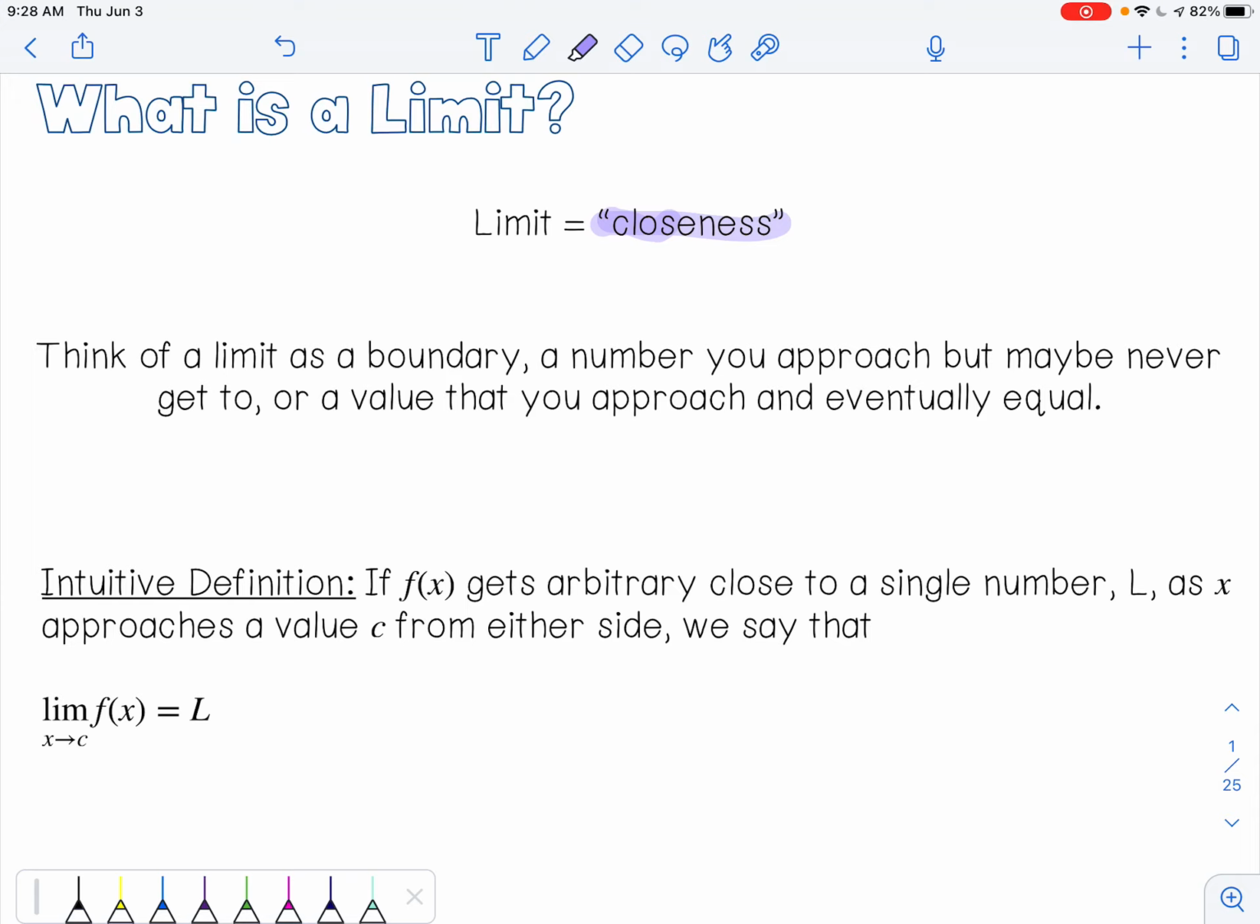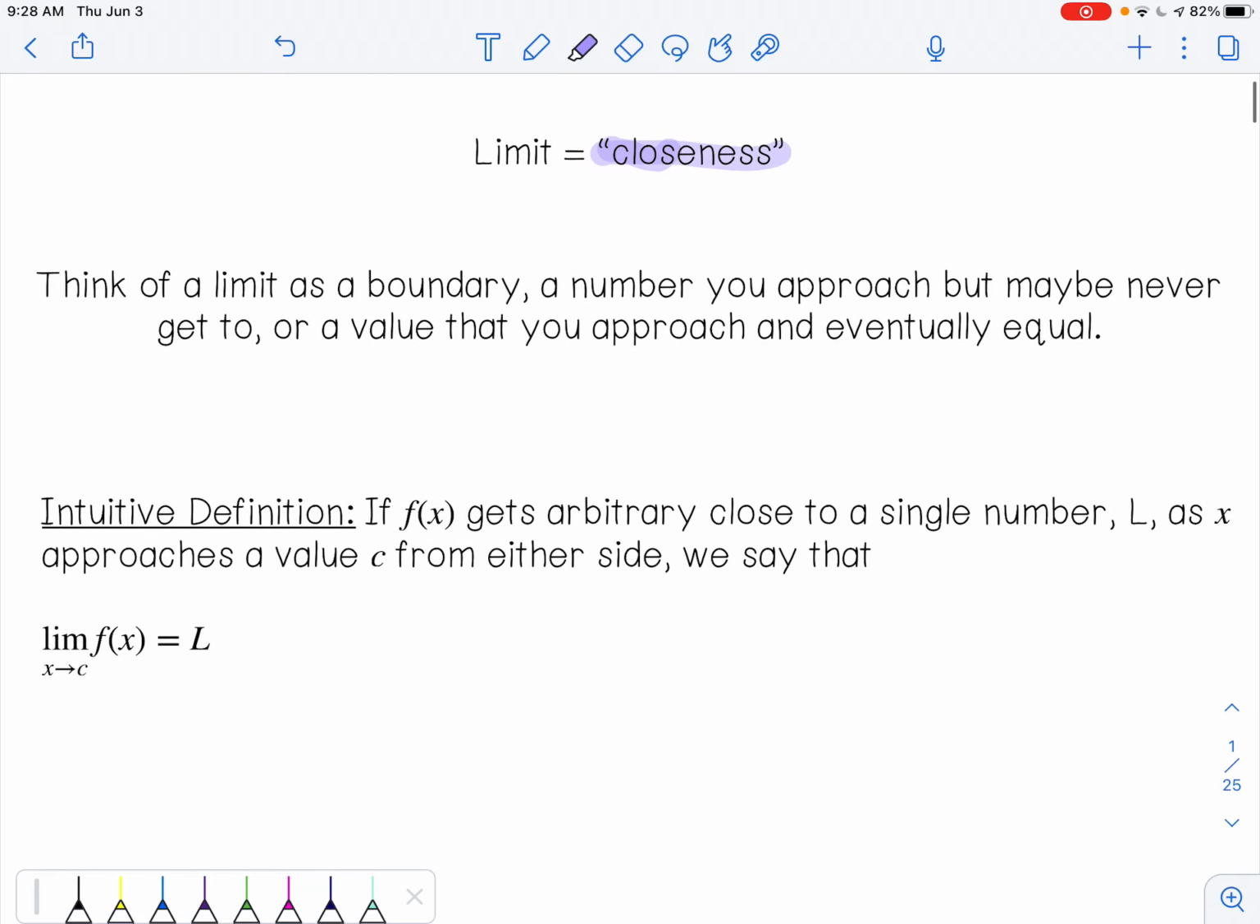Right, so in other words, it's what number is the graph getting really, really close to as your x value approaches a specific number. So the intuitive definition for a limit is if f of x gets arbitrarily close to a single number L, as x approaches a value c from either side, we say that the limit as x approaches c of f of x is equal to L. So, right, we read this as the limit as x approaches c of f of x.